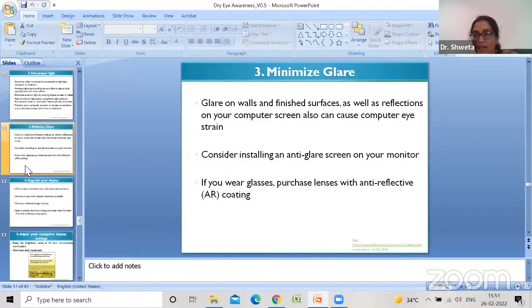Then to minimize the glare, nowadays the newer screens are of very good quality, but still if you want, you can use an anti-glare screen over the monitor, or whatever glasses you are using, you can use them with anti-reflective coating. Even if you don't have a number, you can make a glass without number with anti-glare coating only for the purpose of seeing the screen.